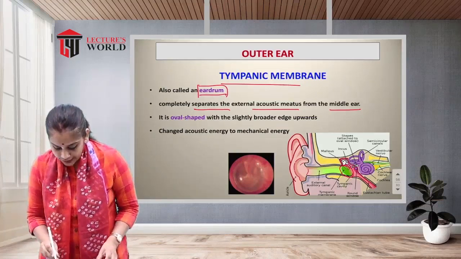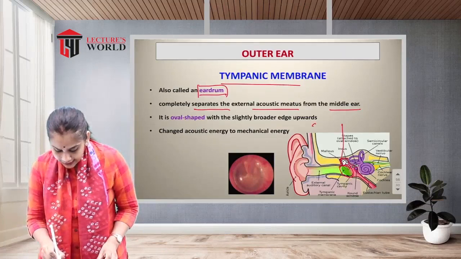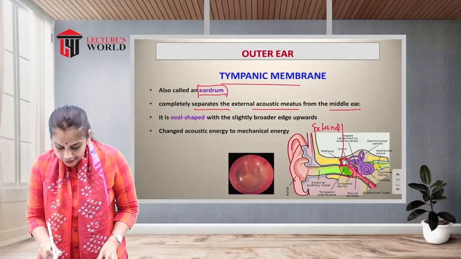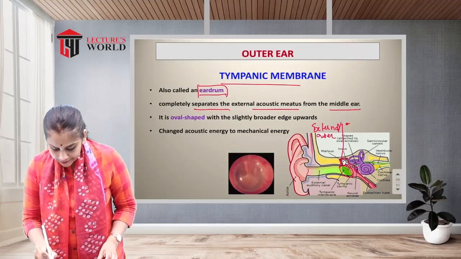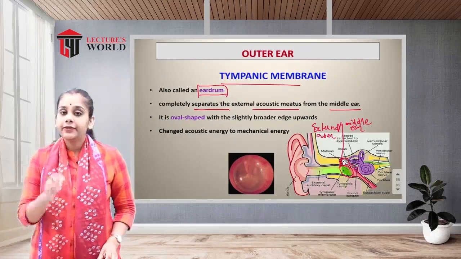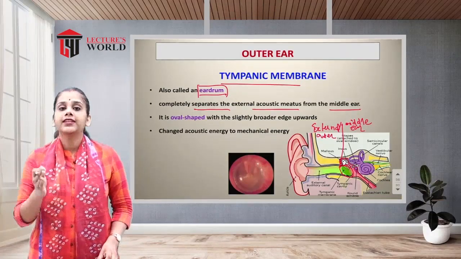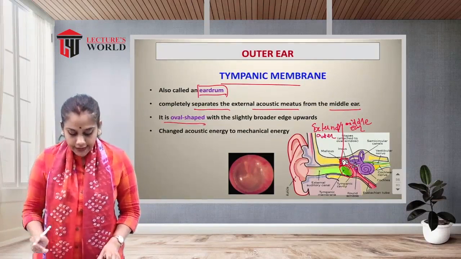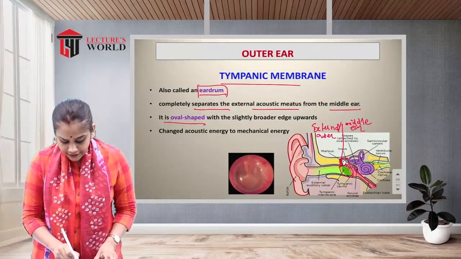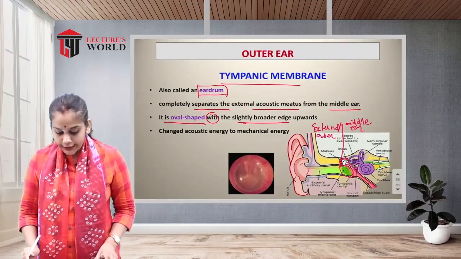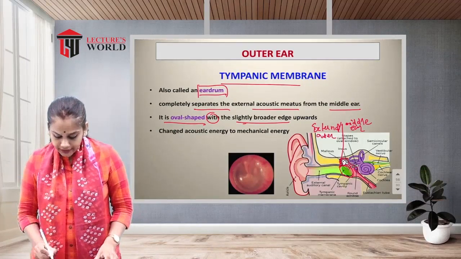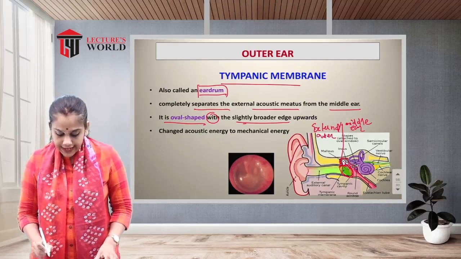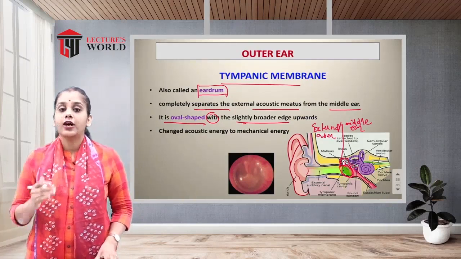You can see in the figure, this is the external ear, or outer ear, and this is the middle ear. So it is located in between the outer ear and the middle ear. It is like a membrane. It is oval in shape, slightly broader on the upper side.